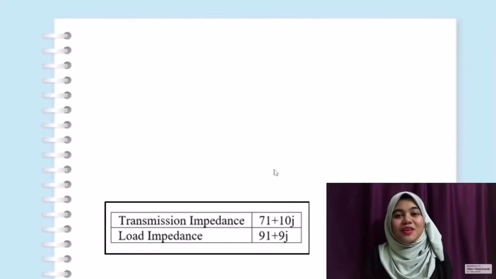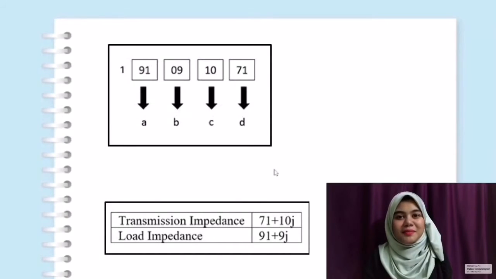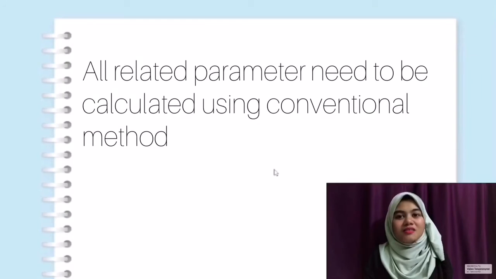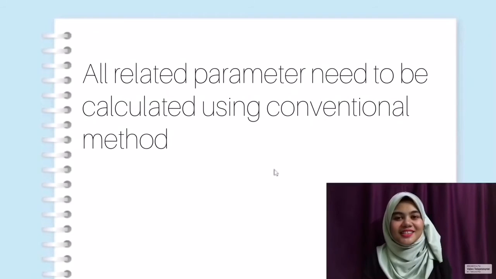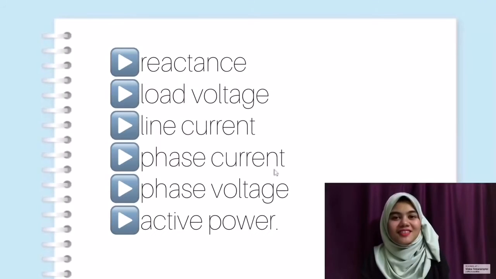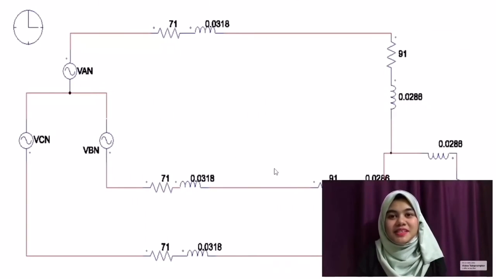Next, methodology. The value of transmission impedance and load impedance based on matrix number. All related parameters need to be calculated using conventional method, or in easier way to understand is manual calculation. The parameters are reactance, load voltage, line current, phase voltage, and active power. Next, the basic circuit diagram is set up as shown in this figure.